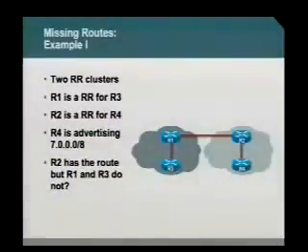Okay, what about this one? Two route reflector clusters. You've got router 1 as a route reflector for router 3, so that's on the left-hand side. Router 2 is a route reflector for router 4 on the right-hand side. Router 4 is announcing a network, pick on network 7, for example. Router 2 sees it, but router 1 and router 3 do not.